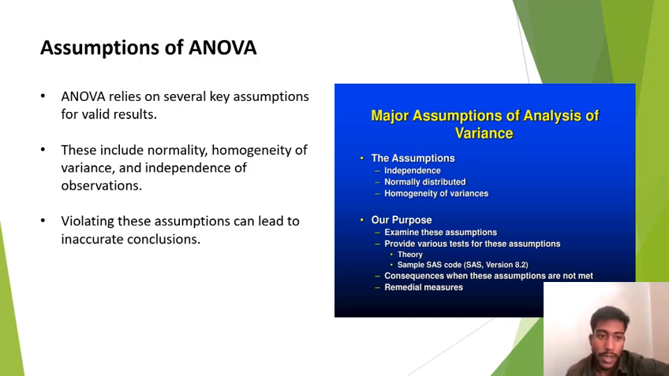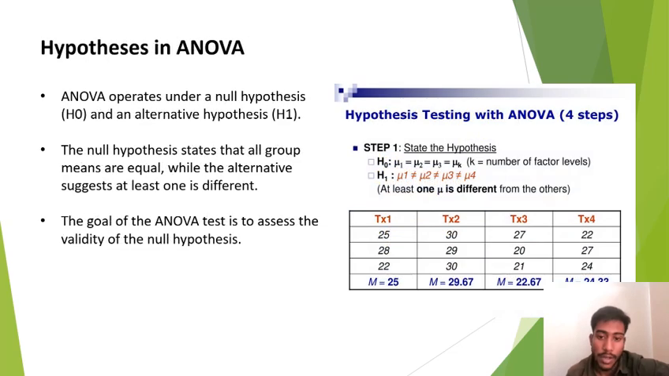So yeah. So next is hypothesis in ANOVA. ANOVA operates under a null hypothesis. It's not an alternative hypothesis, H1. The null hypothesis states that all group means are equal, while the alternative suggests at least one is different. The goal of the ANOVA test is to assess the validity of the null hypothesis. You can see it in detail in the table.